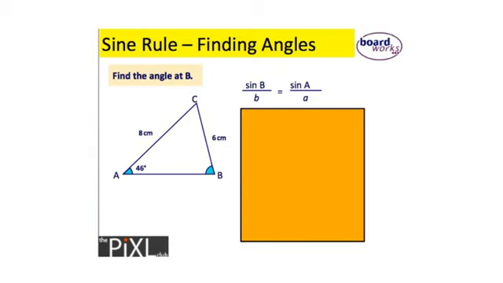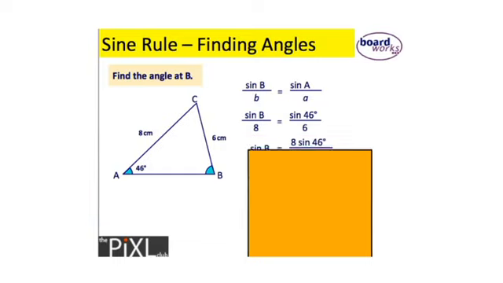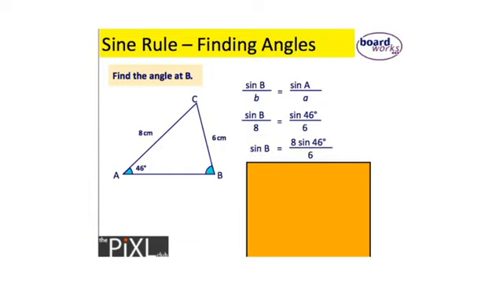And then we'll be able to find our missing angle here, B, which corresponds to our 8 centimetres. We substitute in our values to get sine B over 8 is equal to sine 46 over 6. Rearranging this will give us the value for sine B. Sine B equals 8 sine 46, all divided by 6.